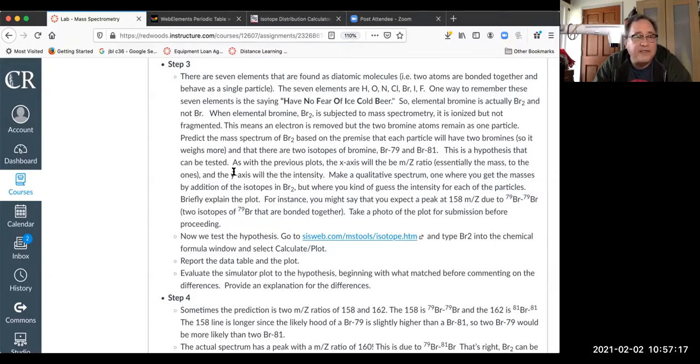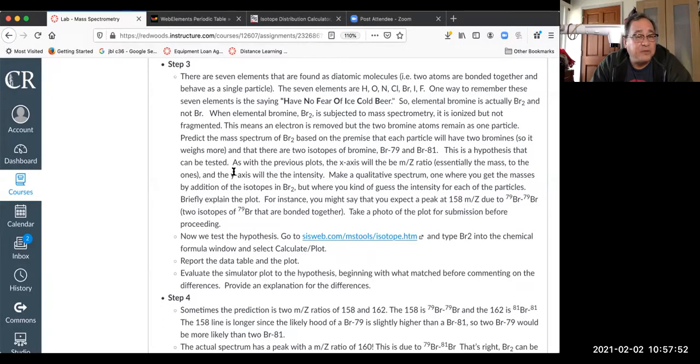One way to remember these 7 elements is the saying, have no fear of ice cold beer. H is hydrogen, N is nitrogen, F is fluorine, O is oxygen, I is iodine, C is chlorine, and B is bromine. So elemental bromine is actually Br2 and not Br. If we write just Br, we'd say atomic bromine, 1 atom of bromine. But the element is Br2 because it's a Honclbrif.